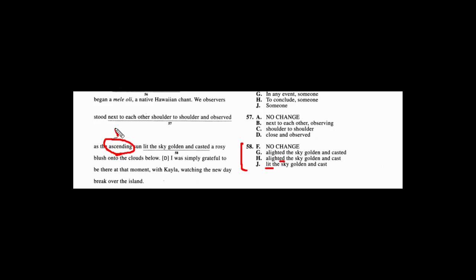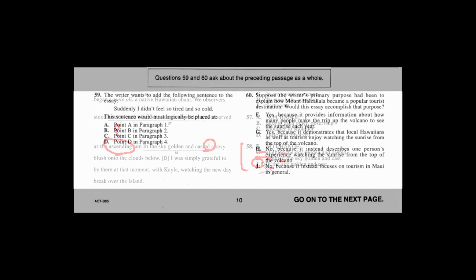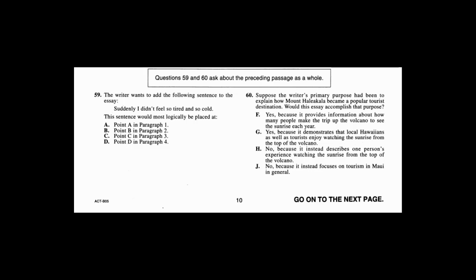So this is going to be present tense right here. We're going to try and match it. Aligned, ED, that's past tense. So is H, past tense. And over here, casted, that's past tense here. This is going to be the correct answer. It's going to match the tenses. 58J. Problem 59, Formula B, rearranger.